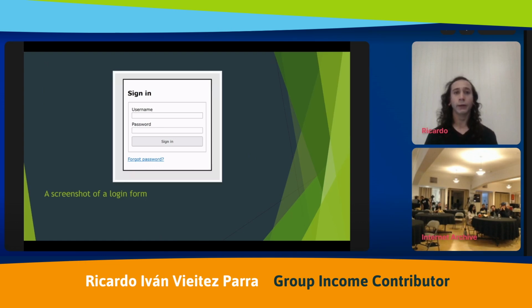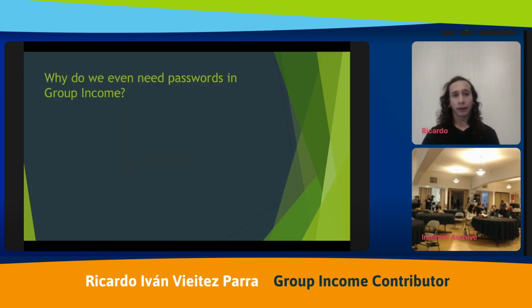So, my talk today will be centered around how this works and, in particular, about how passwords work in Group Income and how they work differently in Group Income compared to how they typically work on most sites on the internet where you typically can find a form like this one, even though the Group Income form is almost exactly like this.